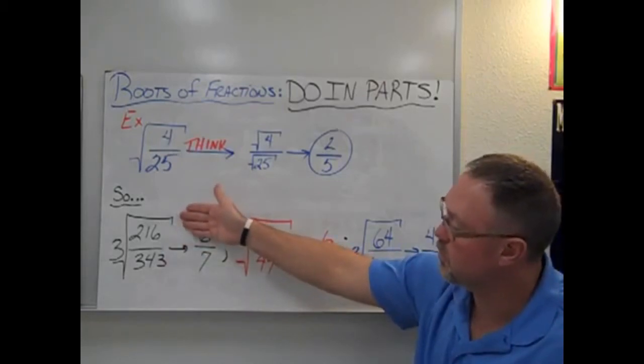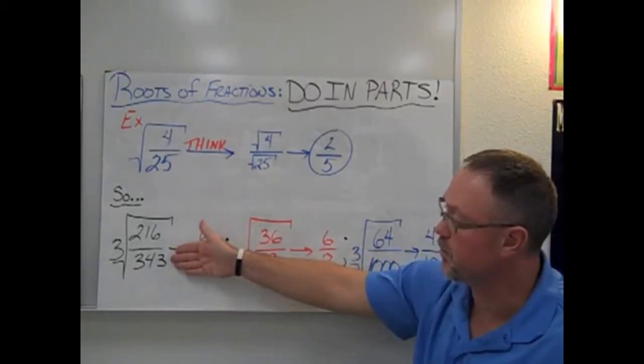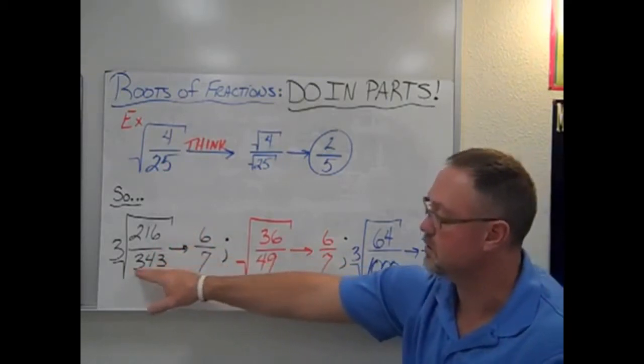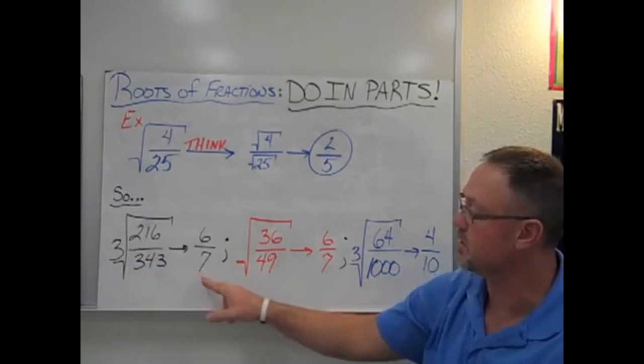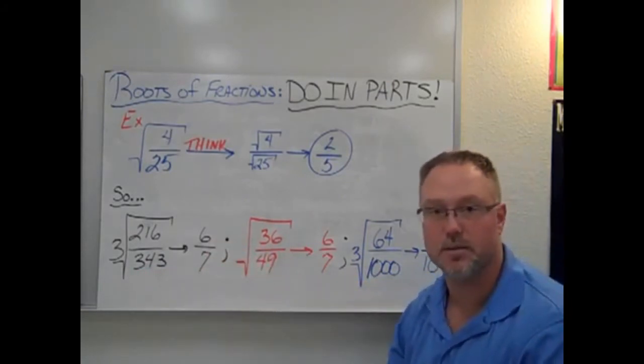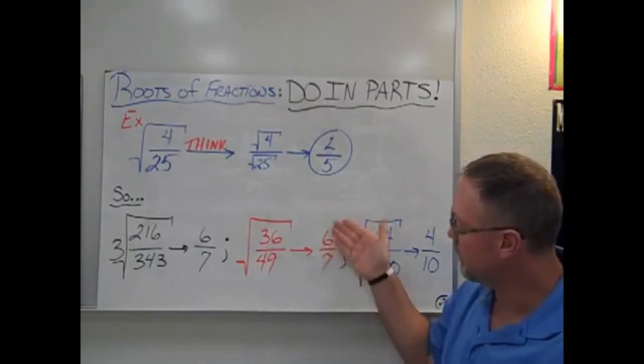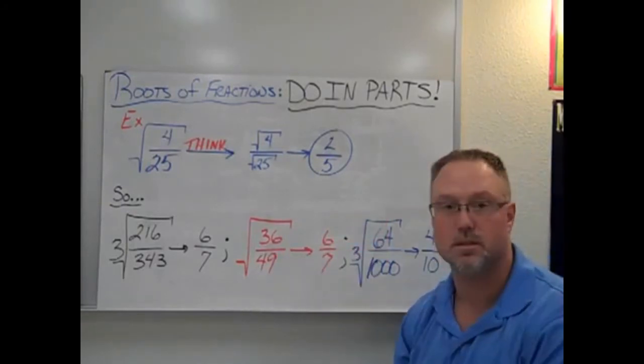So cube root of 216 over 343. Well, the cube root of 216 is 6. Cube root of 343 is 7. So we end up with 6 sevenths. Now the square root of 36 over 49. Again, they're perfect squares, so it's 6 sevenths.